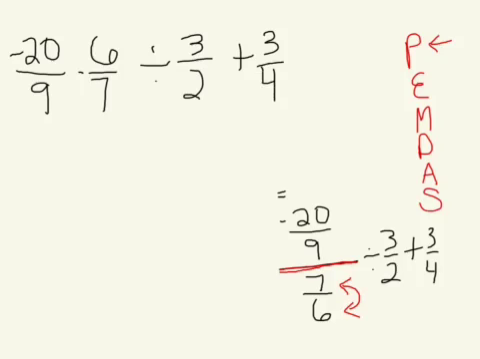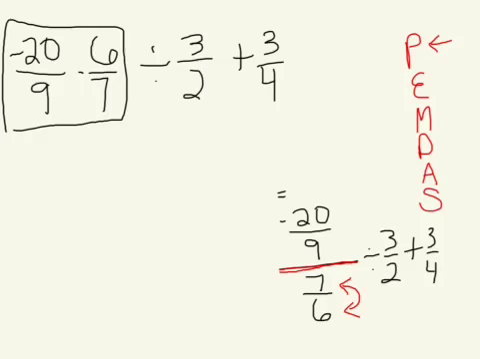So the next thing is when you're looking at this part here, is there anything you can reduce by before you multiply? And that's always a good thing to ask. You look top and bottom of the fractions and see if they have any common factors, and if they do, you can reduce. And we see here that the 9 and the 6 have a common factor of 3.